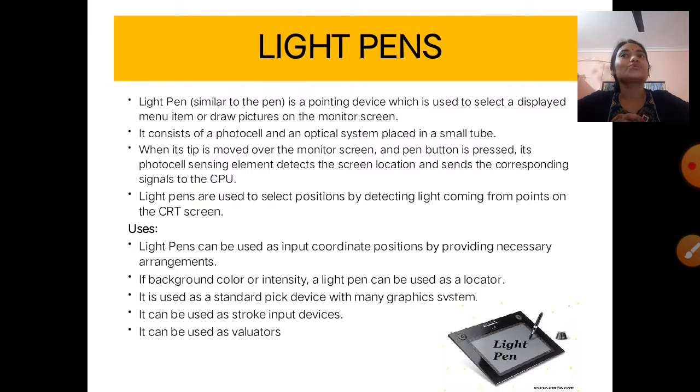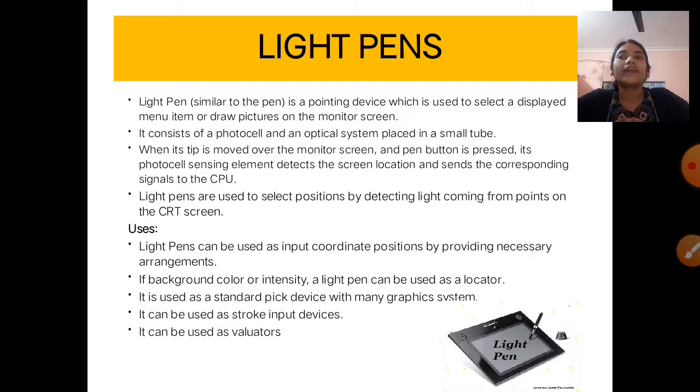Light pens are used to select position by detecting light coming from the point on the CRT screen. Okay. Now, what are the applications or uses of light pen? A light pen can be used to input coordinate position by providing the necessary arrangements. If background color or intensity is changed, a light pen can be used as a locator. It is used as a standard pick device with many graphic systems.